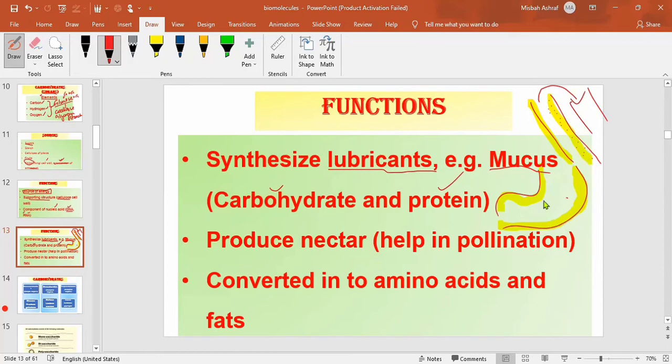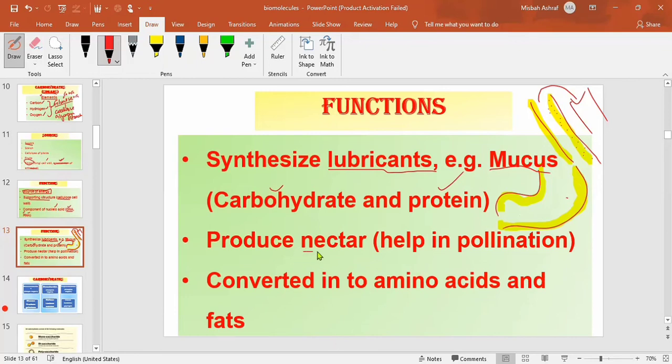Around these walls. So here it has a different function, and in the trachea it has a different function, right? And in some other parts of the body it will have different functions. So we are not going to discuss all functions. I've just given you two examples, and I think these are enough for you to understand mucus.